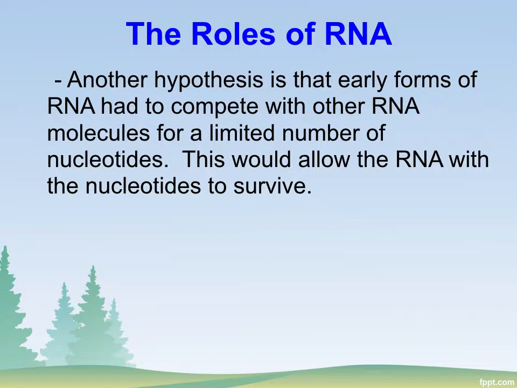Another hypothesis is that early forms of RNA had to compete with other RNA. In other words, it was like survival of the fittest. Think of a big swimming pool of nucleotides, and we had all of these RNAs competing against one another, so that one could have a full strand of nucleotides and complete the whole RNA strand. Those ones were considered the fittest of all of the RNA, and they were able to survive. Ones that did not get enough nucleotides to fill the whole strand obviously weren't able to survive. So this kind of gave a little bit of differentiation between our RNA.